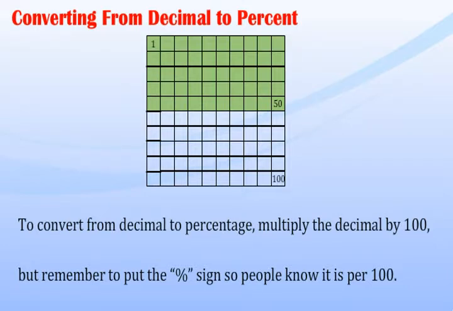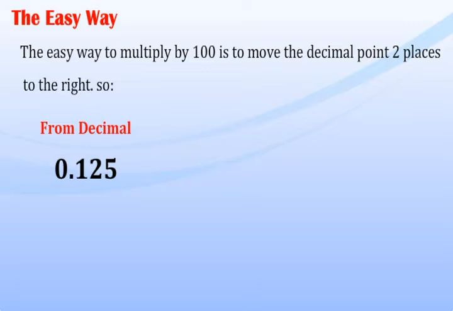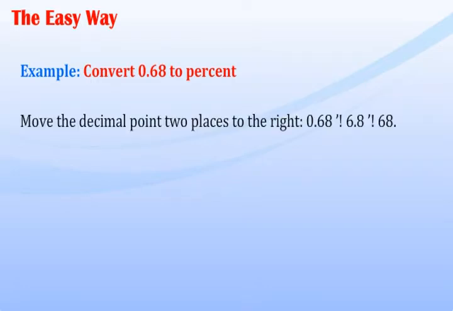The easy way to multiply by 100 is to move the decimal point 2 places to the right. So, from decimal 0.125 to percentage 12.5%. Move the decimal point 2 places to the right and add the percent sign. Example, convert 0.68 to percent. Move the decimal point 2 places to the right.